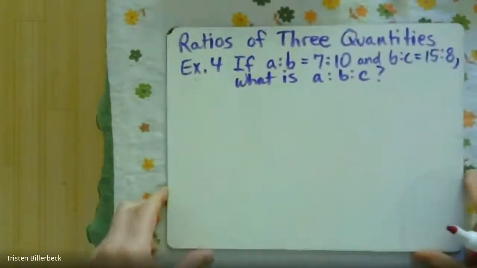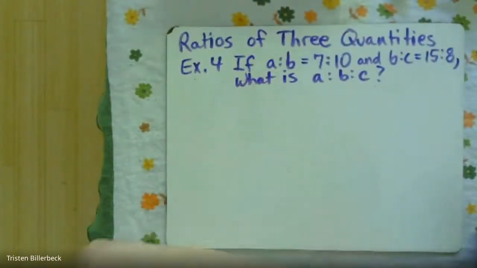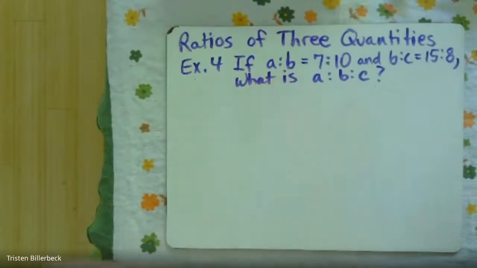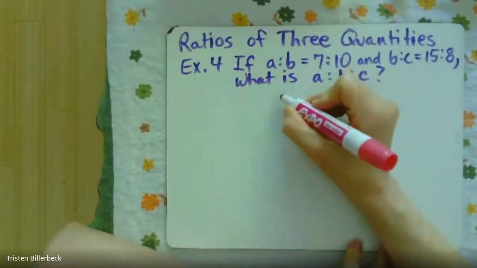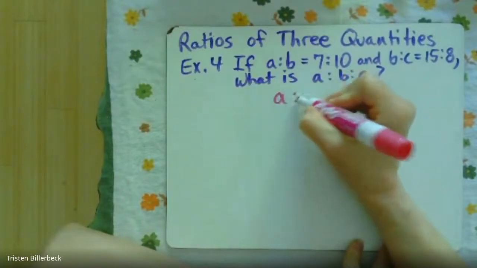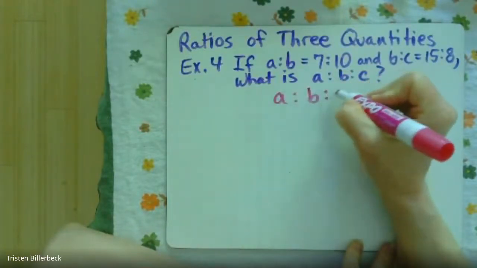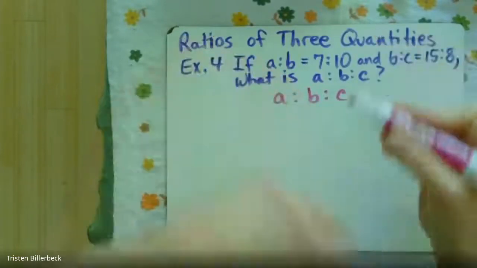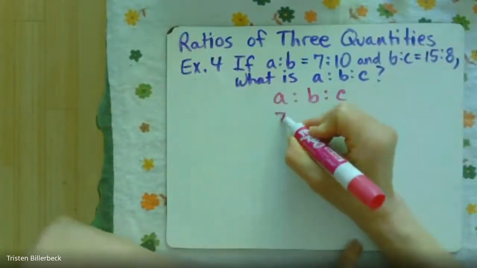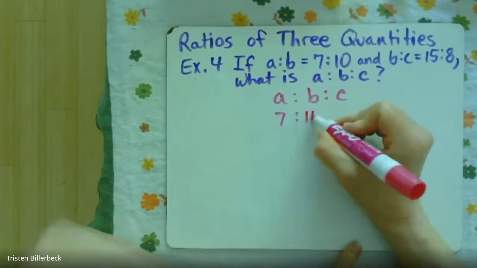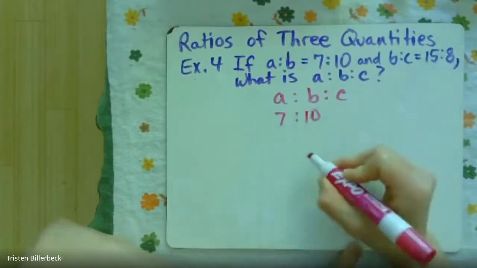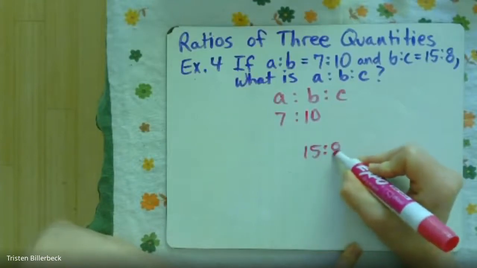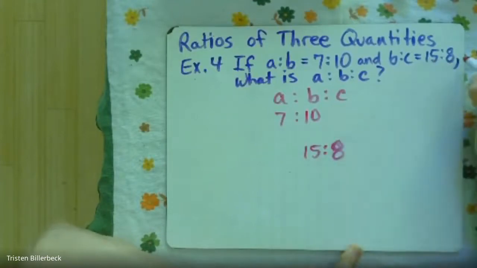So if we have ratios of 3 quantities, here's an example. So if I have A to B equals 7 to 10, so my goal is going to be A to B to C, and B to C is 15 to 8. So now let me write this down. So A to B is 7 to 10, but over here I have 15 to 8 is B to C.